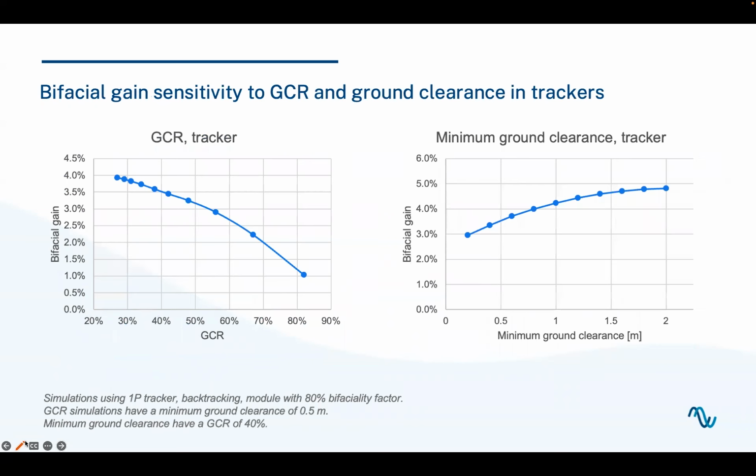And finally, these are the analyses I was mentioning earlier. This matches what we found in the literature in terms of the behavior of the model. As you can see, as GCR increases, bifacial gain decreases. This is for trackers. And we also have behavior relating to minimum ground clearance, and it increases in a parabolic kind of way.